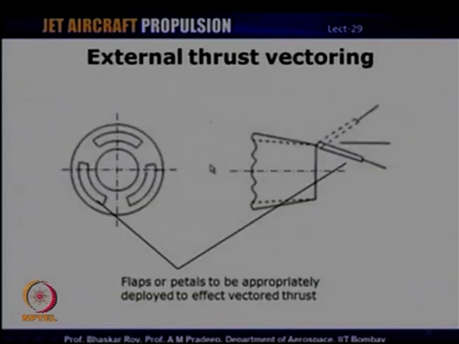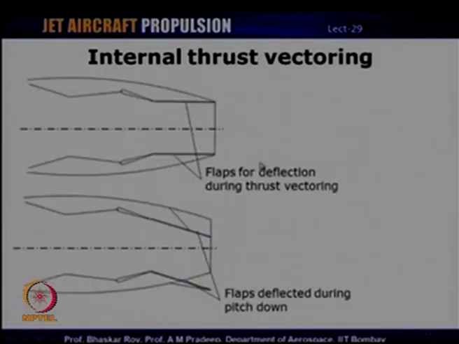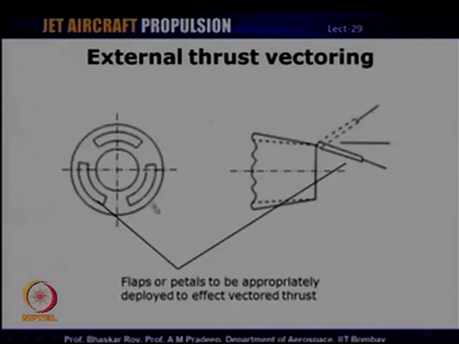The other form is the external thrust vectoring, wherein there are flaps which are outside the nozzle, which are deployed when a thrust vectoring has to be achieved. For example, these flaps, there are 3 of them in this case. These flaps can be deployed, either all of them or a few of them, to achieve vectored thrust in the desired direction. For example, if the top flap is deployed, then it achieves an effect very similar to what is achieved in this case. Similarly, if the side flaps are deployed, then it gives us a yaw control, yaw vector and so on.